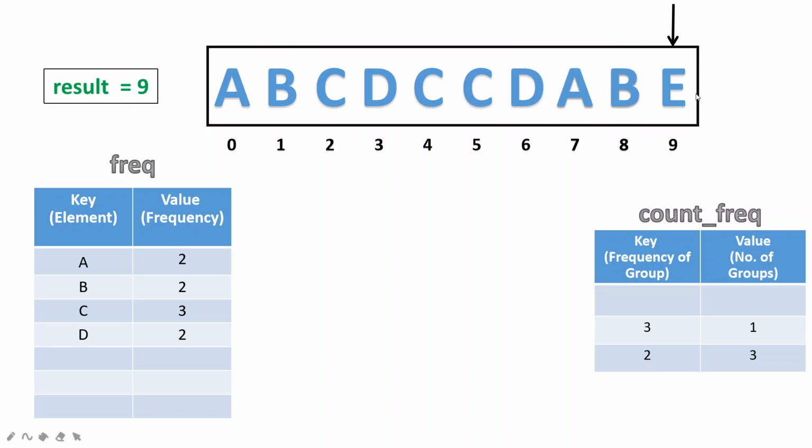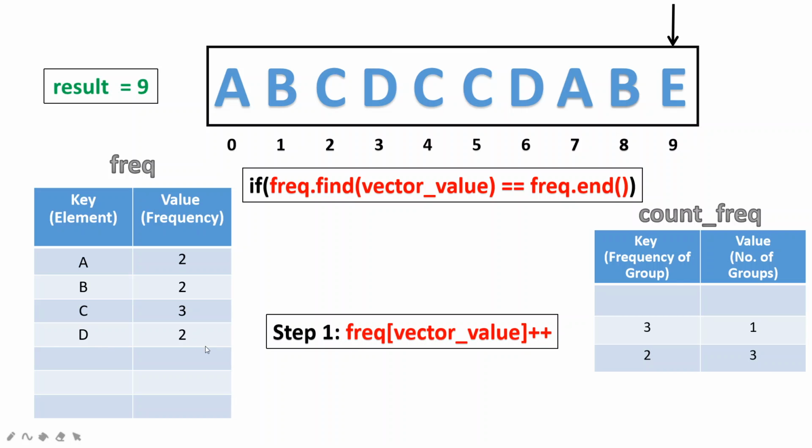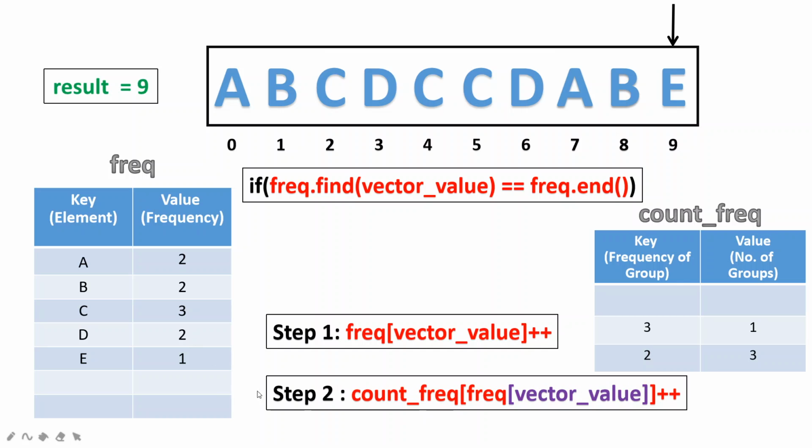At last we include E, and E is not present in the hash map. Hence we'll follow step 1, that is include an element, that is E1, and step 2, that is point the corresponding value in the second hash map. So E points to 1, 1 points to nothing, hence create it. So 1 to 1 is created. Now since we are done creating it, we need to check the size of the hash map is 3, ignore this case.